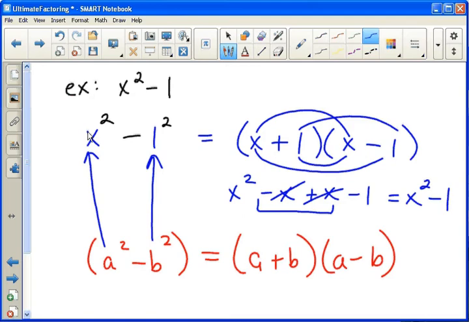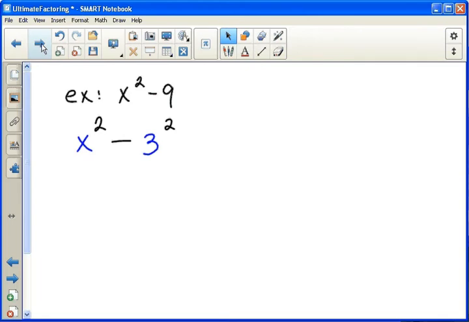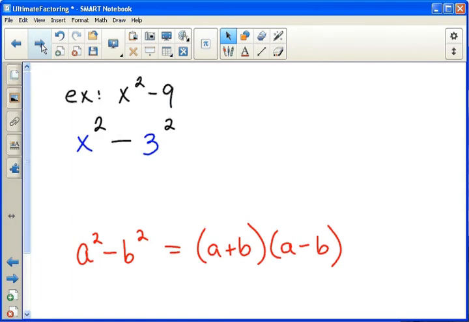Next example is x squared minus 9. So again, it might be helpful to think about what is being squared. We really have x being squared minus, so think what squared gives you 9? Well, 3 squared makes 9. So if I'm going to follow the pattern that I had before, a squared minus b squared equals a plus b times a minus b. In this case, my a is x and my b is 3.